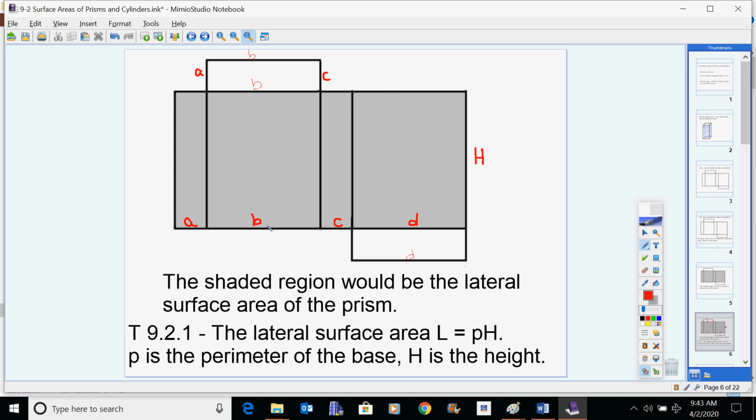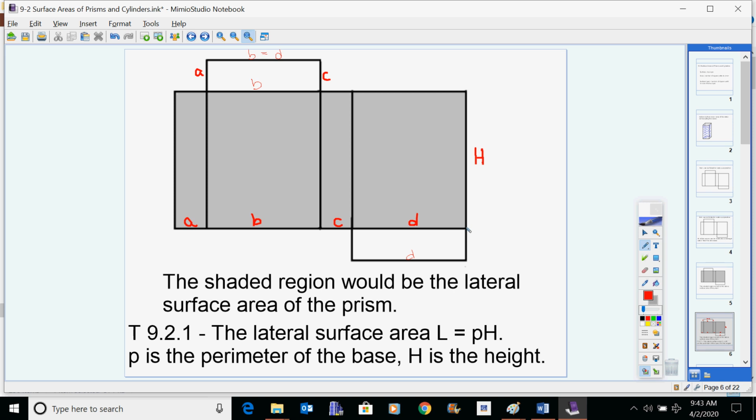If you can imagine, when this was all folded up, A plus B plus C plus D would be the perimeter of the base. Okay, these are the bases. This would be the perimeter of the base, would go all the way around here. And that's why this was a D in the first place, because these two are the same with our rectangle. So A plus B plus C plus D makes our perimeter of our base.